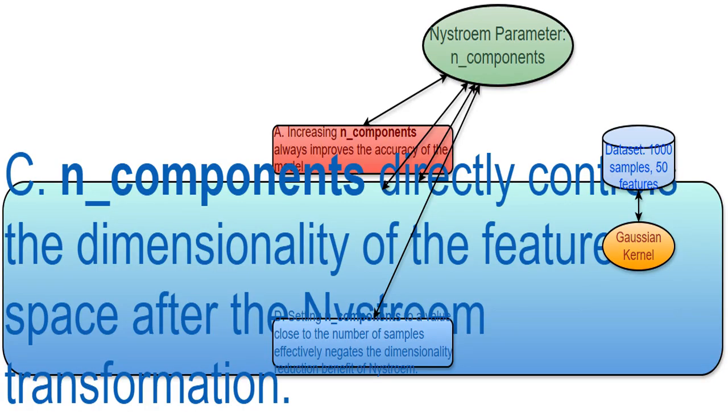This is true. The number of components directly sets the dimensionality of the transformed data. That's the whole point of using Nystroem, to reduce the number of features. Nystroem cleverly approximates the data while keeping the computation manageable.